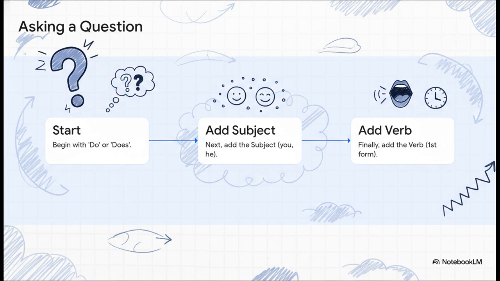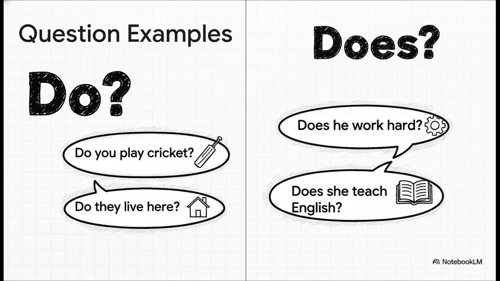So what about questions? Well, it's just as easy. We just shuffle the words around a little bit. We start with do or does, then bring in our subject and finish with the verb. Let's look at a few of these in action. See how we use do for subjects like you and they? Do you play cricket? And then we use does for subjects like he and she, like in does he work hard? The pattern is always the same.